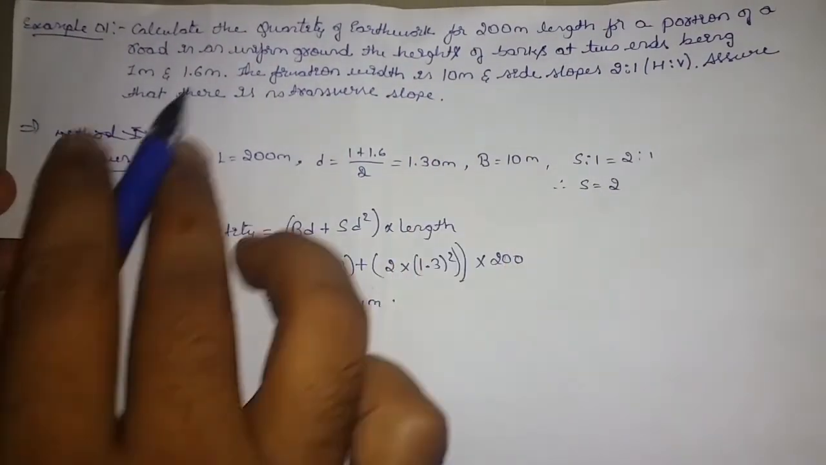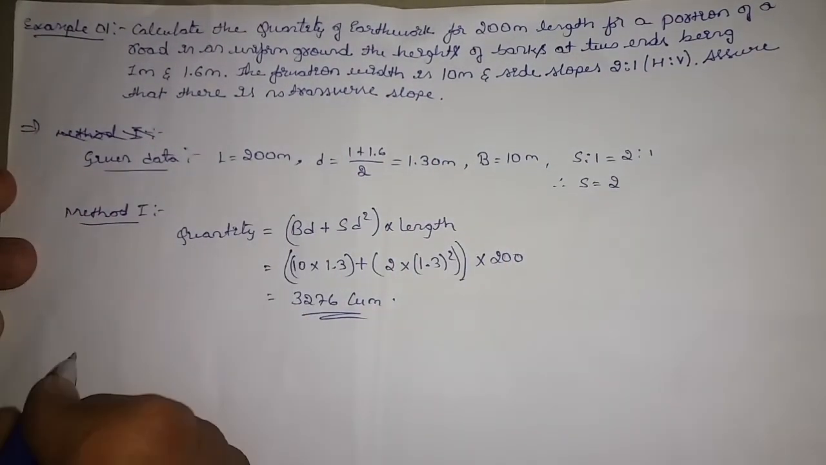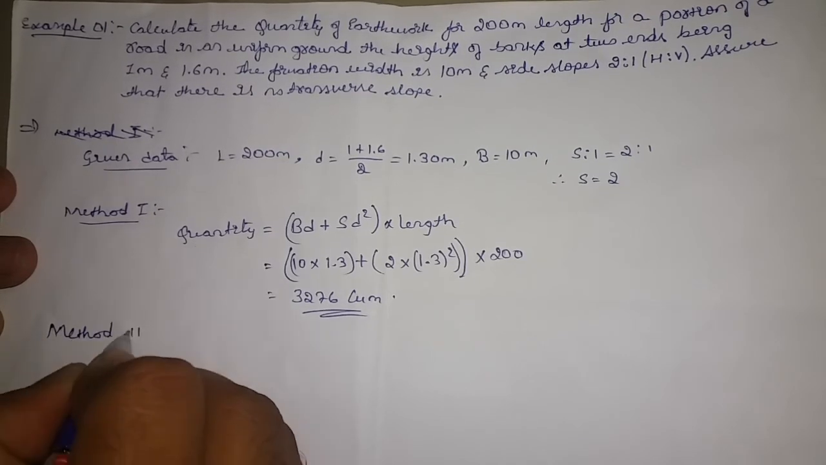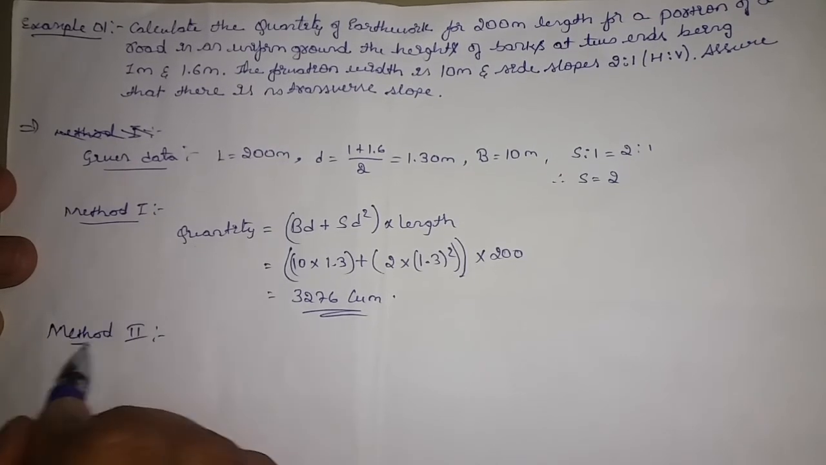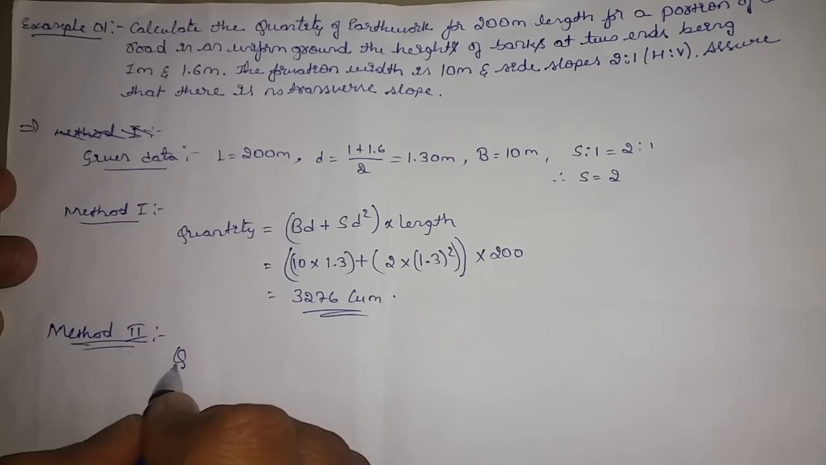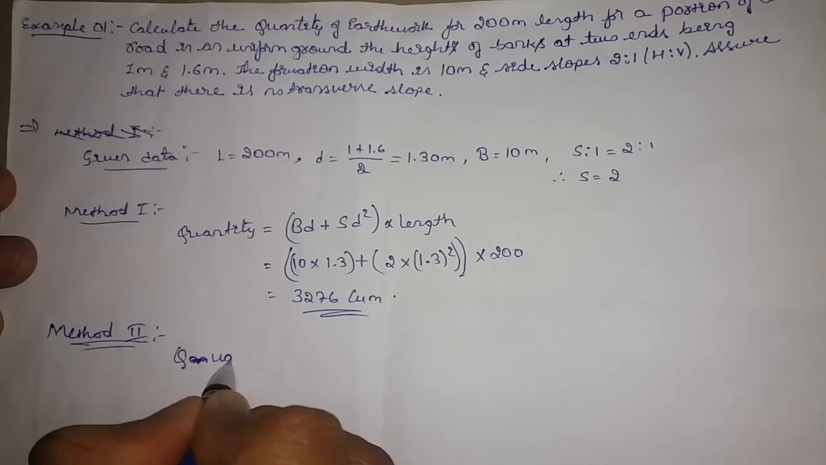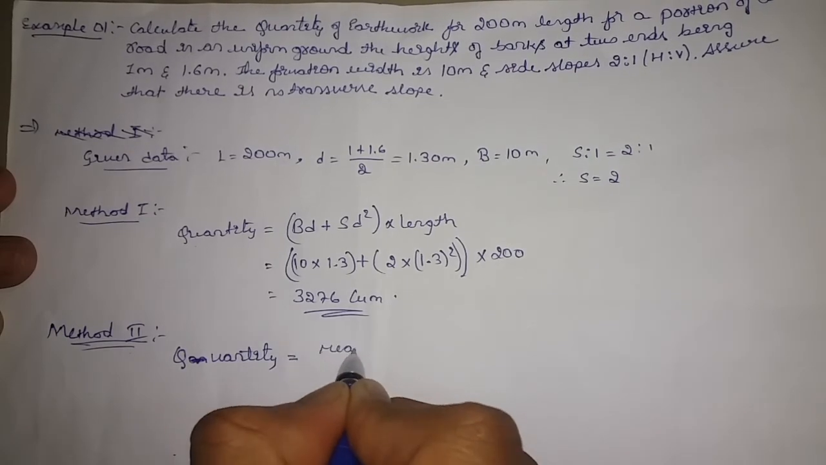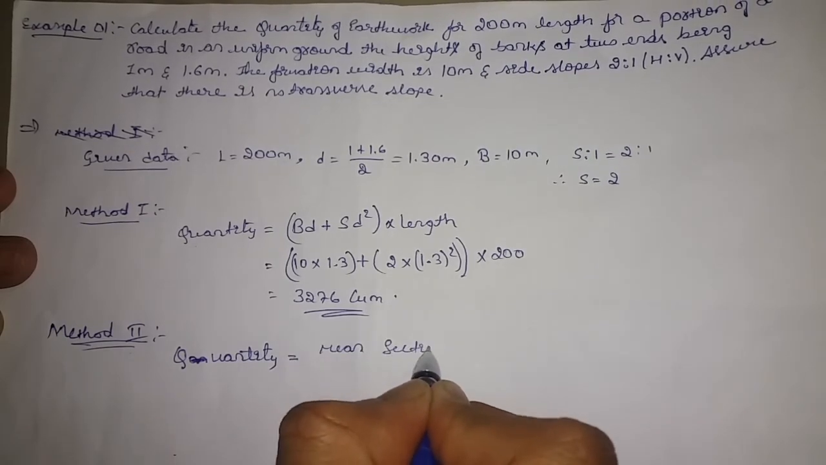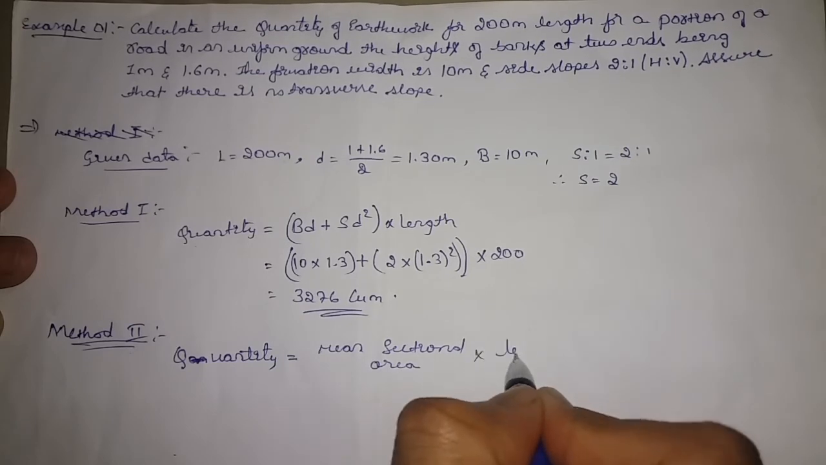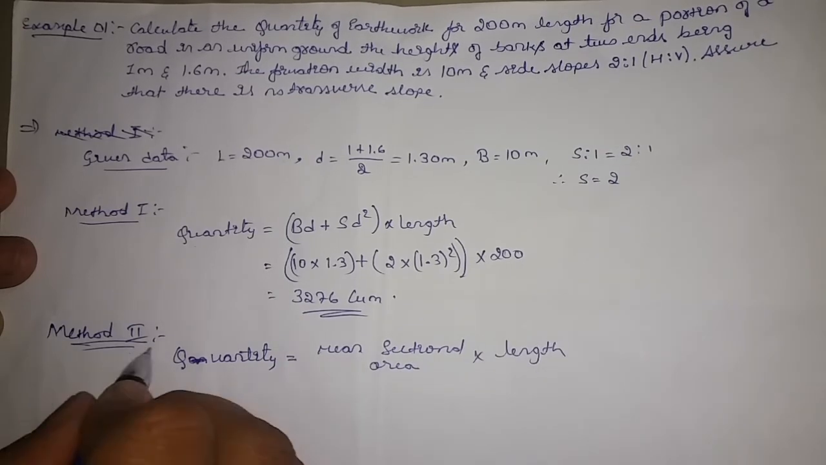Okay, now we will do method number two with the same problem and the same given data. We'll check how to calculate the quantity by following method number two. So what is the formula to find the quantity by using method number two? The formula is mean sectional area into length.